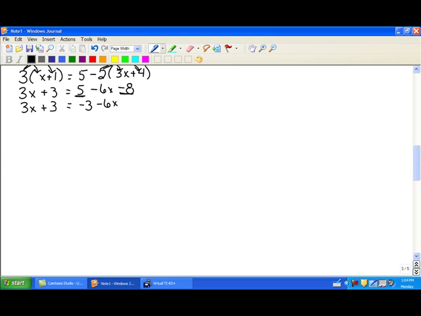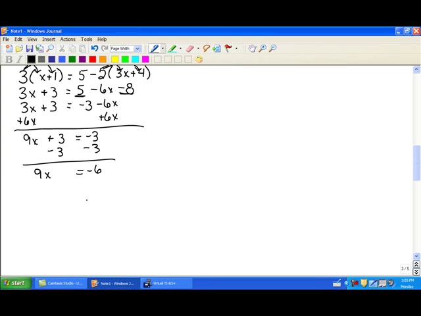We need to move the x's to the same side. I can do this by adding 6x to both sides, leaving us with 9x plus 3 will equal a -3. Getting rid of the positive 3 on the left side by subtracting 3 from both sides, that will leave us with 9x will equal a -6. Dividing both sides by 9, leaving us with x equals -6/9.